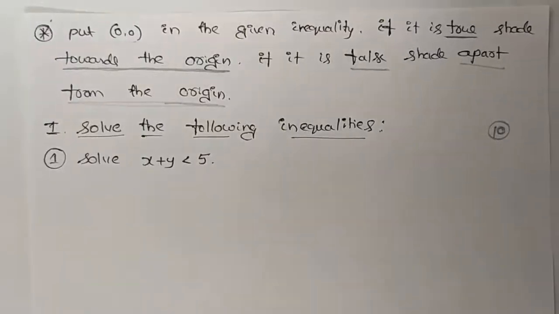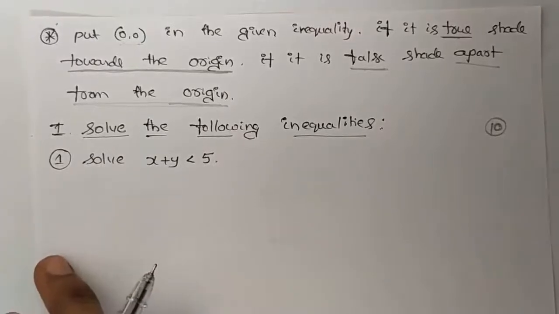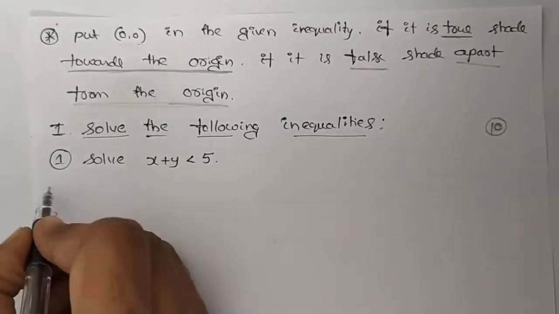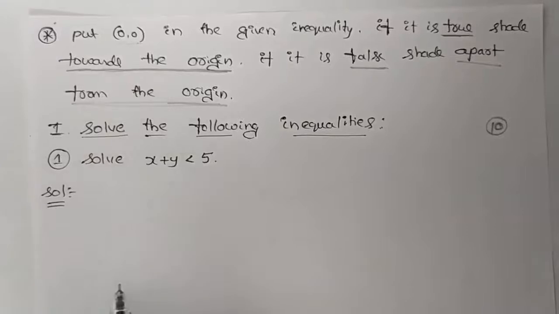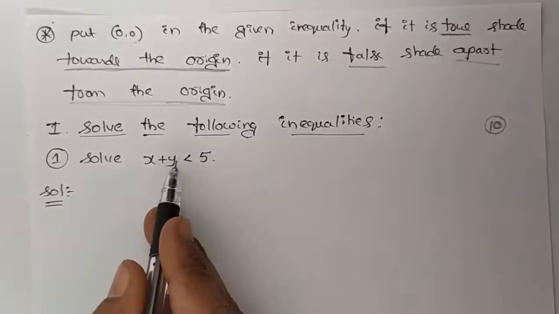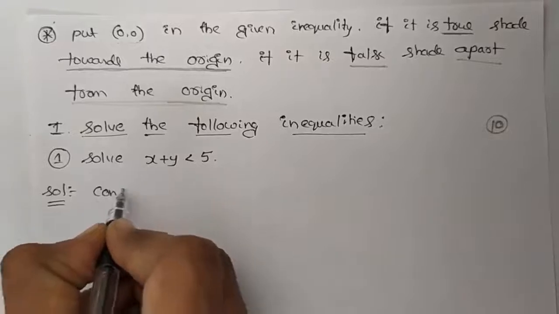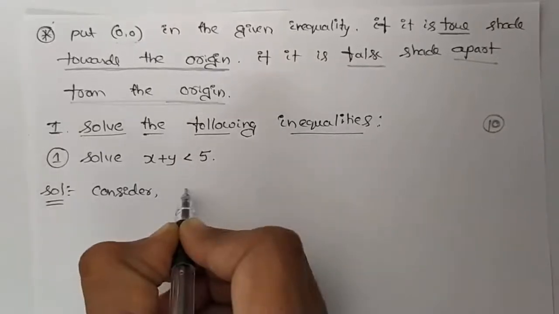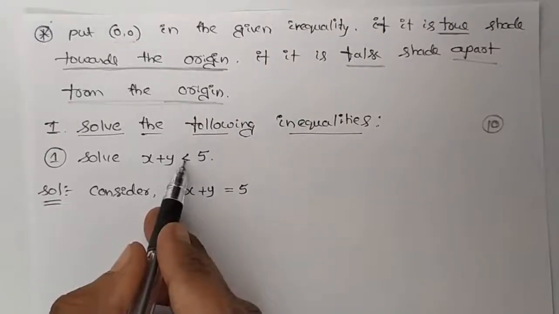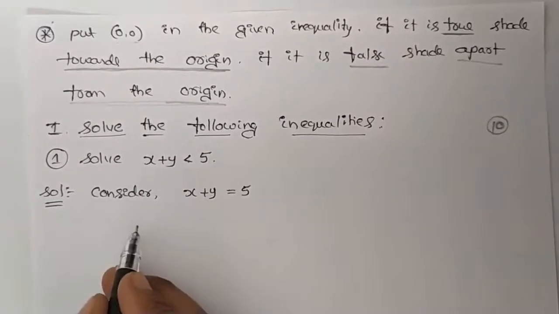Now you just see the working rules we have learned in the previous class. There are 4 points. First step: whatever the inequality is given, less than, greater than, less than or equal, or greater than or equal, we have to consider it as equal. Consider x plus y equals 5.